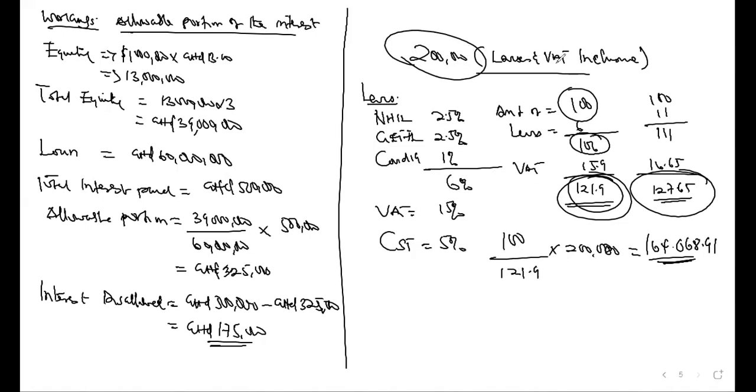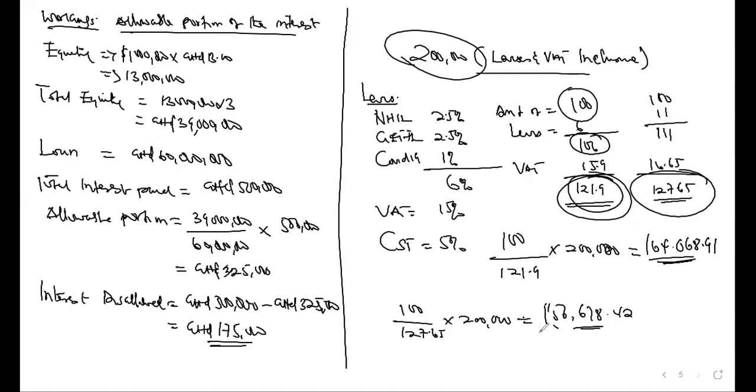If there's a communication service tax, so let's say this 200,000 has a communication service tax, which is included in the levies and the VAT, then just do your 100 over 127.65 multiplied by the 200,000. Whatever you get, that will be the original value. So 100 divided by 127.65 multiplying 200,000, we will get 156,678.42. So this is the original value.